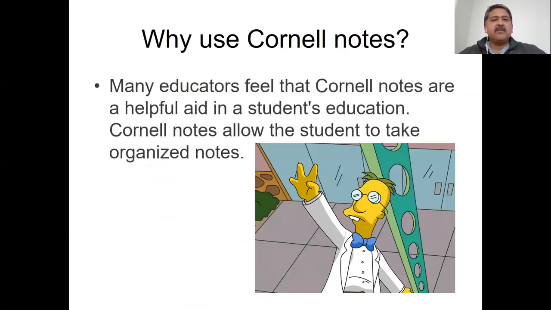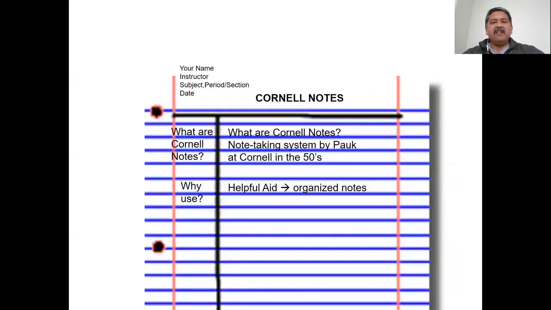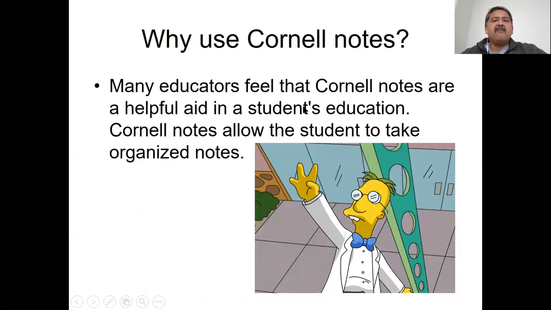So why should we use these Cornell notes? Well, many educators feel that Cornell notes are a helpful aid in a student's education. Cornell notes allow the student to take organized notes. Okay, so you could write every single word, but I would be gone. I would change the slide before you were ready. But if you wrote just these 4 words and a symbol, helpful aid leads to organized notes, you would have all the information that you need from this slide.